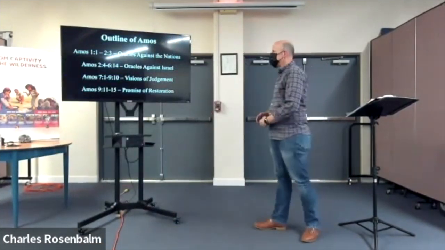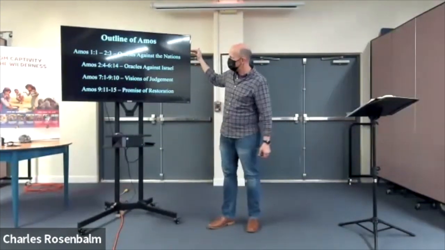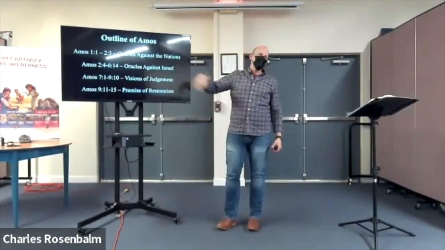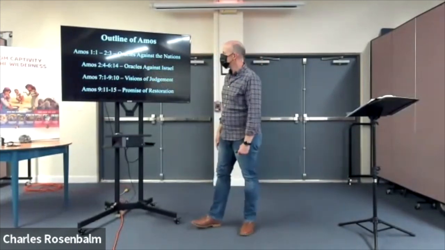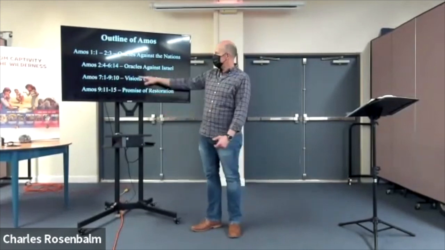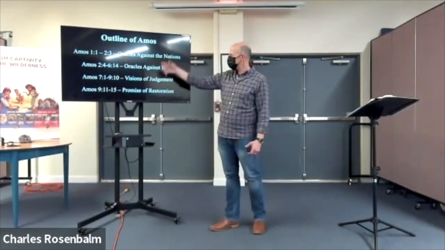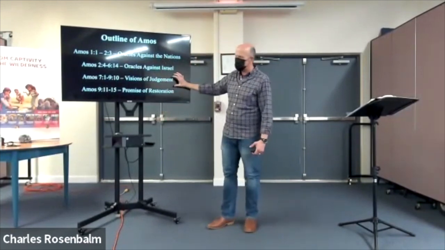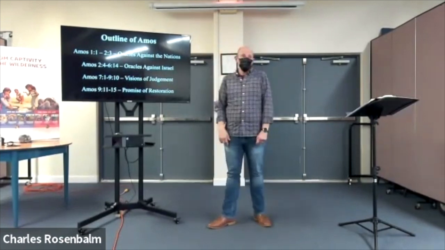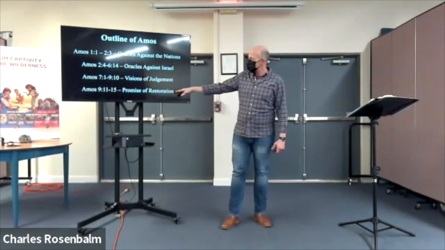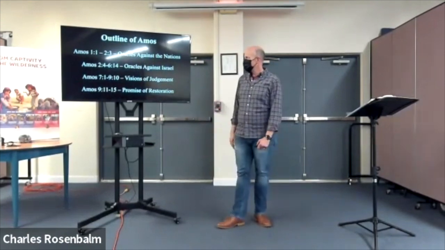The basic outline starts, after he introduces himself in most of chapter 1 through the beginning of chapter 3, with oracles against the nations. And then early in chapter 2, he switches things up and begins to have oracles against the people of Israel. After all of these oracles, he gets these visions of judgment. There are 5 or 6 pictures we'll talk about in a few minutes that God gives him of judgment. And as always, the last few verses, what do we have? A little hope, a little promise of restoration.